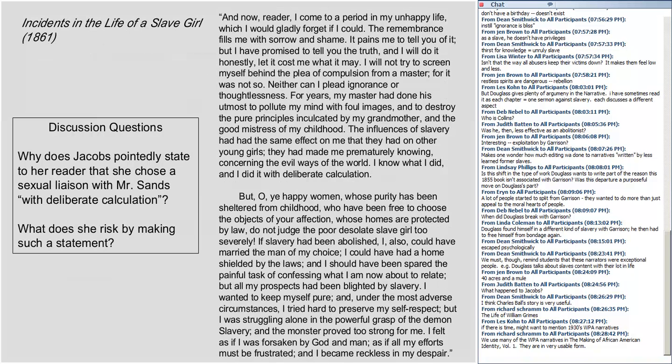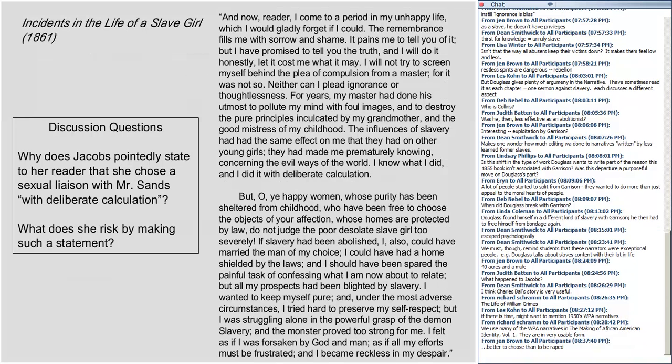And then she goes on to say, well, realize that you, the happy women, that is the women who are reading her narrative, you were free to choose whom you wanted to love, and your homes were protected by law. So don't judge me too severely. I would have liked to have married the man of my own choice. I would have liked to have had a home too. But, she says, I tried hard to preserve my self-respect, but I was struggling alone in the powerful grasp of the demon slavery, and the monster proved too strong for me. And so she becomes reckless in her despair.